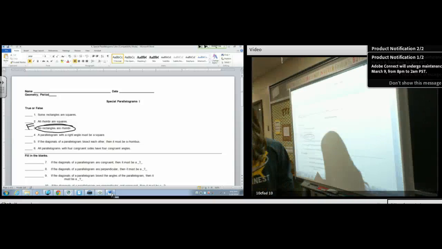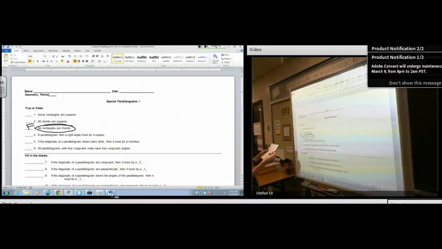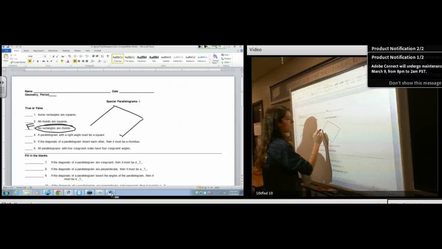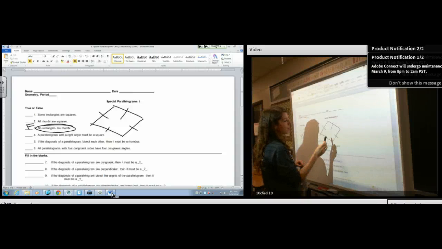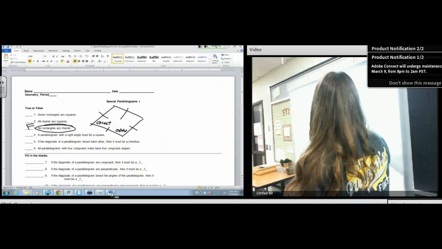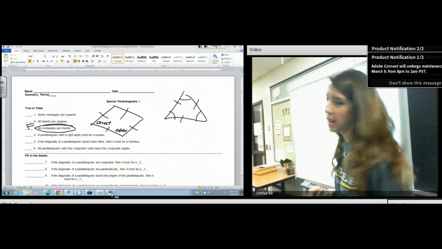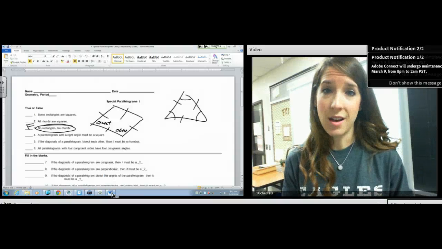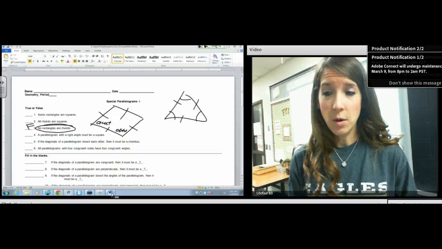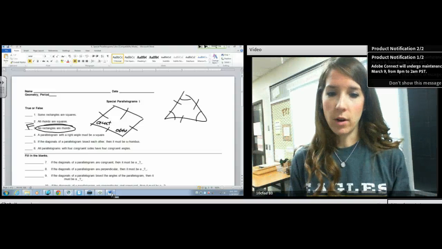Number 6, all parallelograms with 4 congruent sides have 4 congruent angles. So here's a rhombus, and it's got 4 congruent sides, but this angle is acute, and this angle is obtuse. It doesn't work like a triangle. In a triangle, if you've got 3 congruent sides, you've got 3 congruent angles. But that's not how it works in a parallelogram, in a quadrilateral. So in a rhombus, we've got 4 congruent sides, but we don't have 4 congruent angles. We've got opposite angles, those are still congruent.